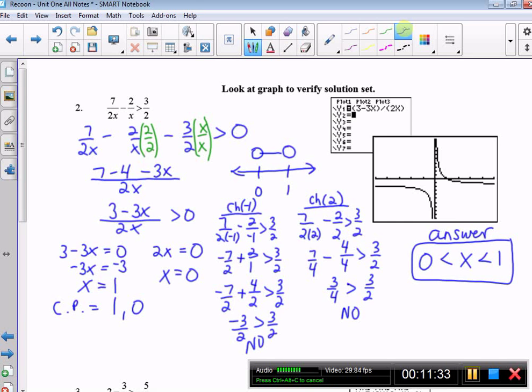And you can look at the graph to verify the solution. Okay, so x needs to be between 0 and 1. Kind of hard to see that here with the graph the way it is. All right, let's take a look at number 3.